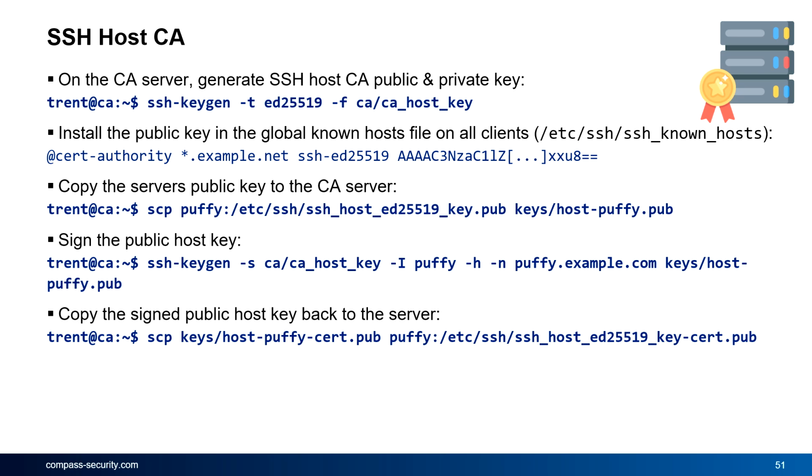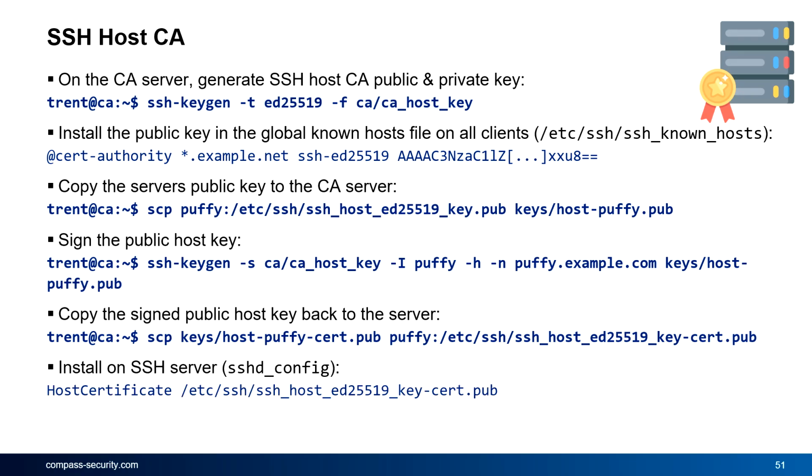You can then copy back this certificate to the server, and then on the server side, you have to configure this certificate for host authentication so that this certificate is actually used. This is done using the HostCertificate option. And from now on, all the clients that trust the public key of the CA will also trust the host key of this server.